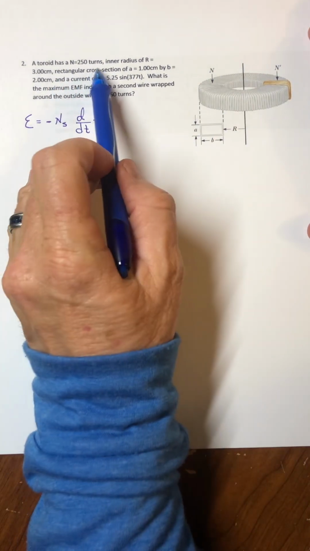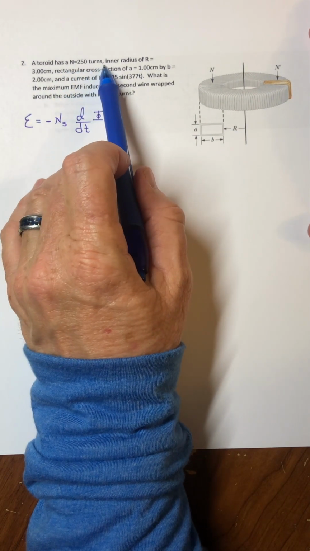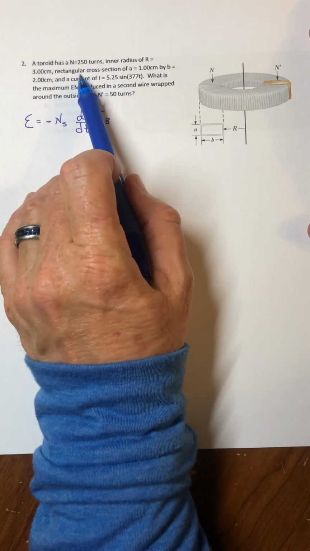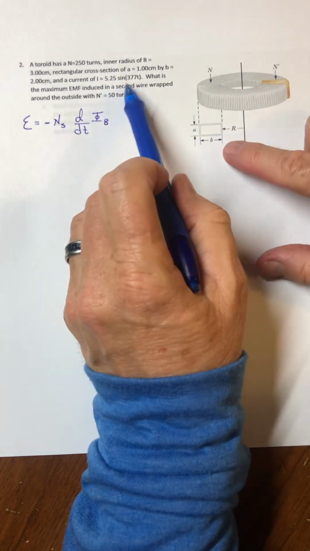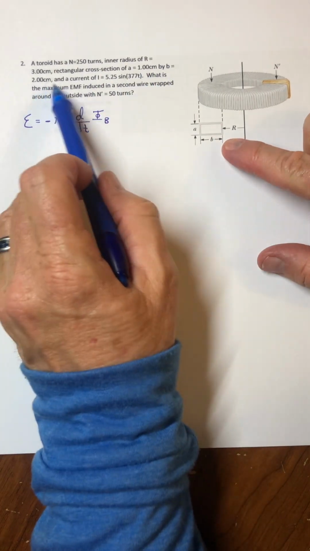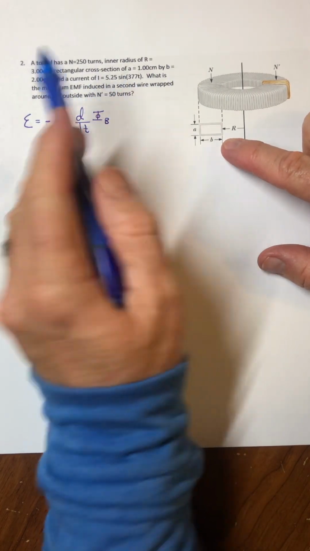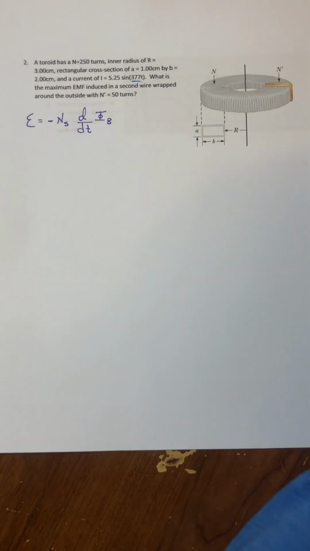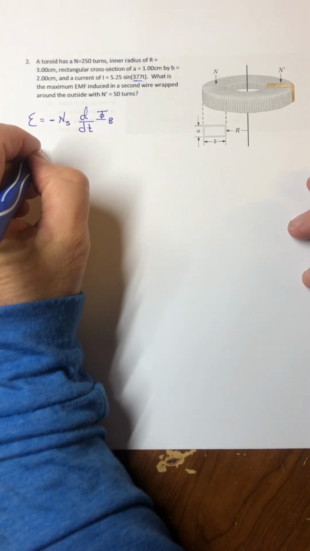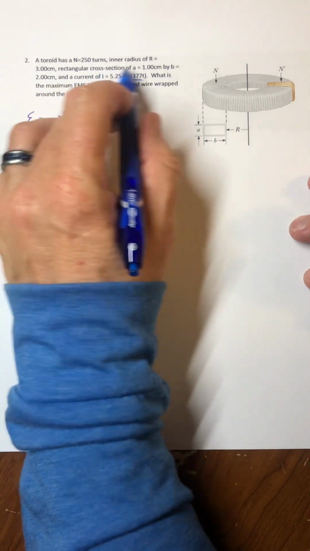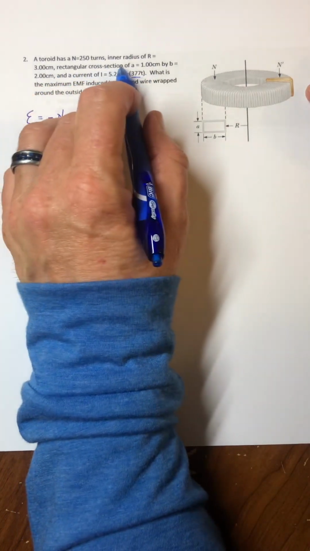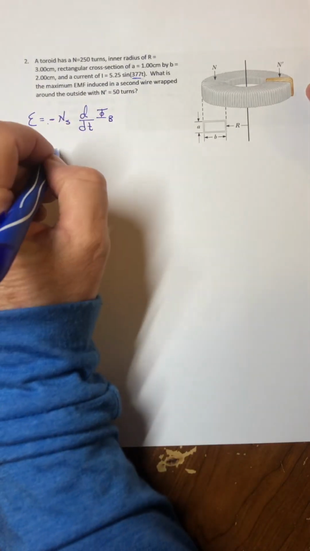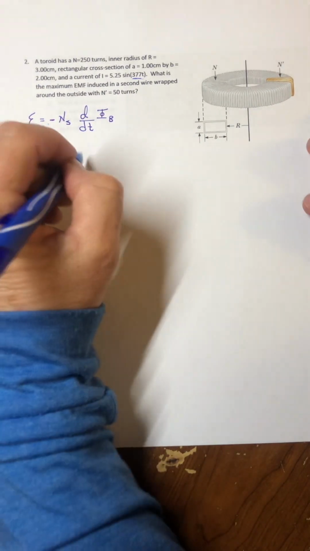So here's our little picture. We have a toroid, and the toroid has 250 turns. It gives us an inner radius of 3 centimeters, and a rectangular cross-section listed as A and B, 1 centimeter by 2 centimeters. It gives us a current with that very famous angular frequency of 377, our 60 hertz cycle. And it asks, what's that maximum EMF? Let me put these numbers in. The number of turns in the secondary is this N prime, which is 50 turns. Okay, good.